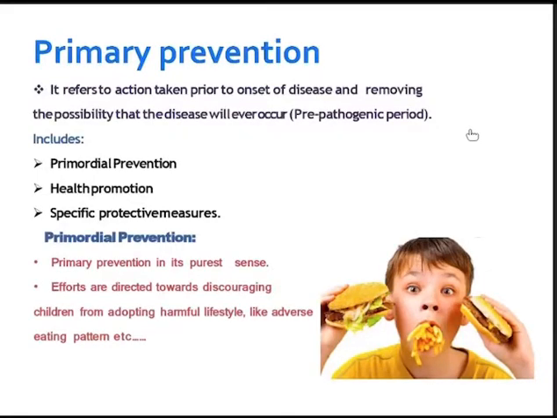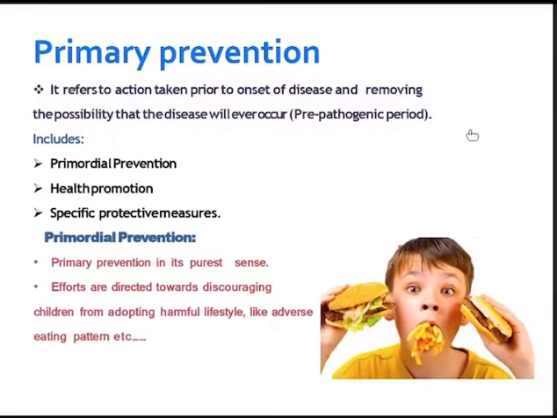This primary prevention has three subcategories: primordial prevention, health promotion, and specific protective measures. Now, what is primordial prevention? Primordial prevention is primary prevention in its purest form. Here, at a very basic level, much earlier than the disease occurs, you change the behavior of the patient to maintain a healthy lifestyle.